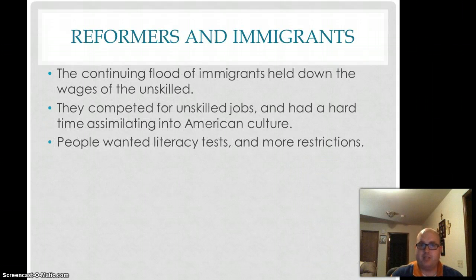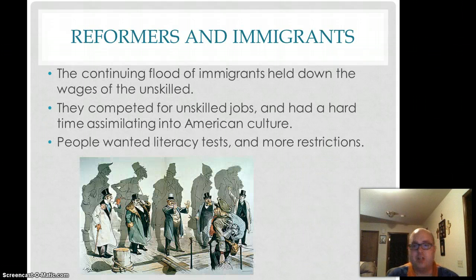All right, on to immigration. When it comes to immigration, progressives were not so kind. Progressives were very much nativists, very much protectors of white Anglo-Saxon Protestants.